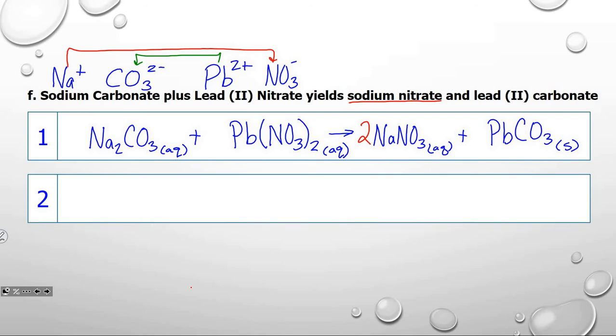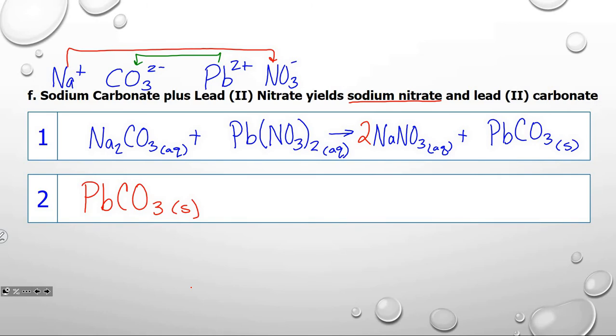Okay, so what's my solid? PbCO3 is going to be my solid. So then I'm going to go in the back again to that grid and find where sodium carbonate and lead nitrate cross, and I'm going to put lead carbonate in that box. It should be the 2nd column, 1st row.